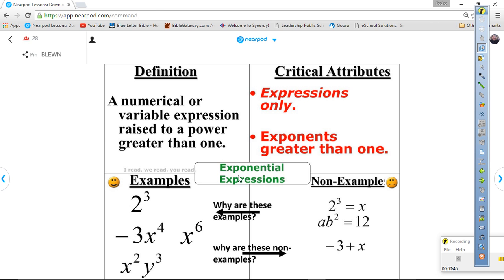So what are exponential expressions? Once again, we don't need this. You already have it. A numerical or variable expression raised to a power greater than 1. Pretty good? Some of you put numbers with exponents. Pretty close, but make sure you know your definitions, yes? And when I'm asking for a definition, it doesn't mean that I want examples or non-examples. I just want the definition, okay? Steps.